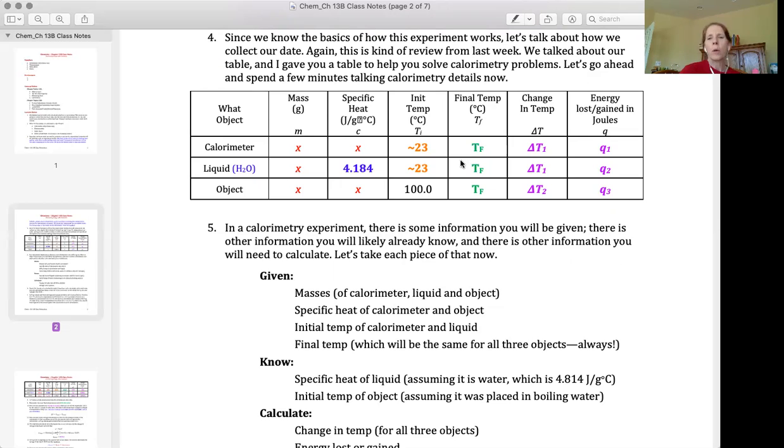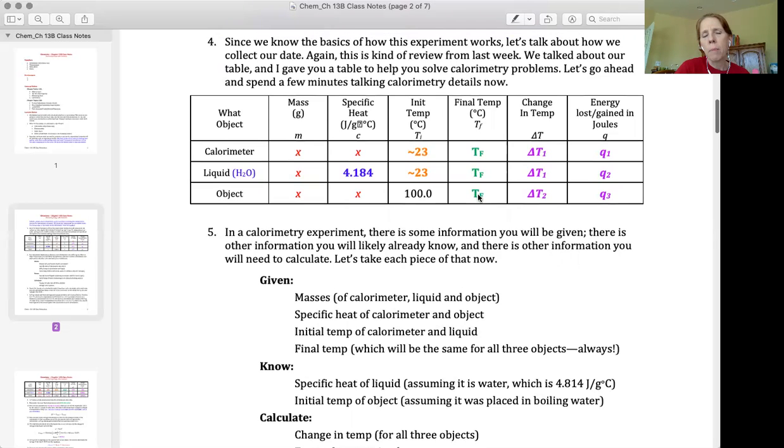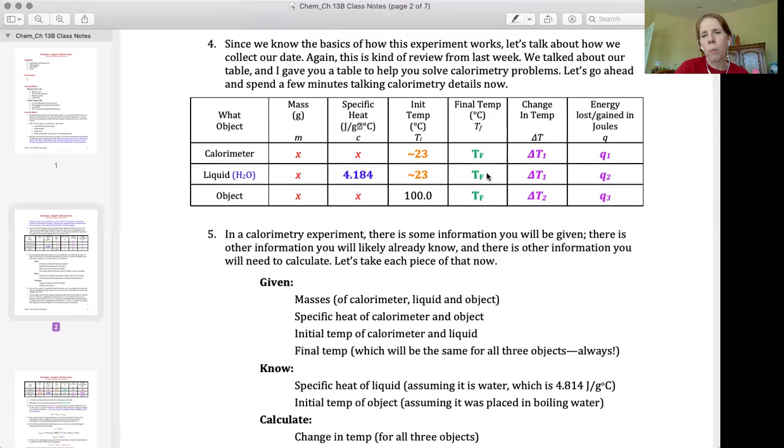So then also, I want you to see that certain pieces of data are going to transfer to more than one row of this table. So if the final temperature of the object is, whatever it is, the water is the same temperature and the calorimeter is the same temperature. So the data point for all three of these will always be the same in a calorimetry experiment. And clearly, whatever change happens to the water will happen to the calorimeter as well. Now the object is going to have a different change in temperature, but the temperature change between the calorimeter and the water will be the same.